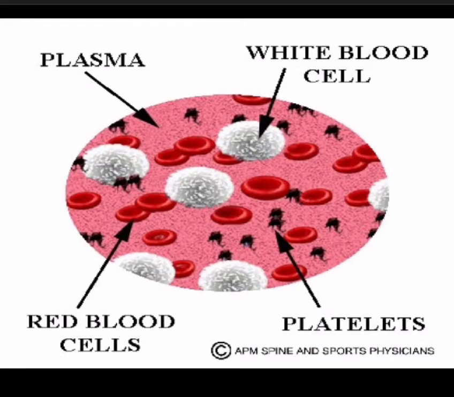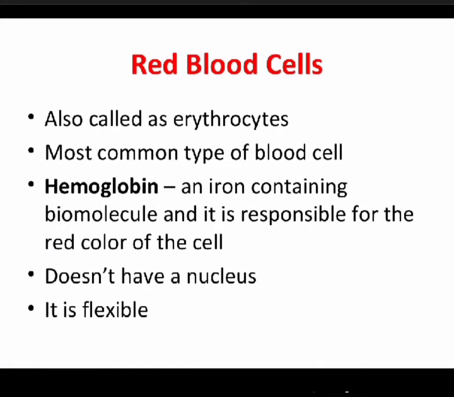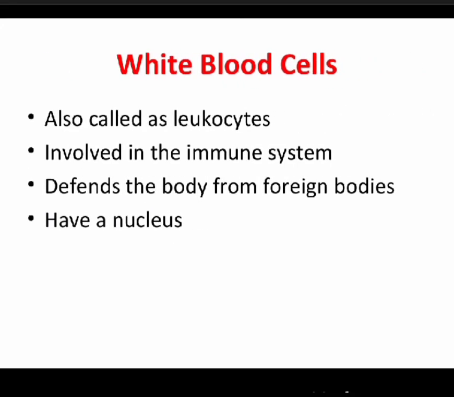Now, this is also emphasizing the three major components of the blood. Now, red blood cells, they are also called erythrocytes. They are the most common type of blood cells, the major part of the blood cells. They are also referred to as hemoglobin. That is an iron-containing biomolecule, and it is responsible for the red color of the cell. Now, it doesn't have a nucleus. The red blood cells don't have a nucleus, but they are very flexible.